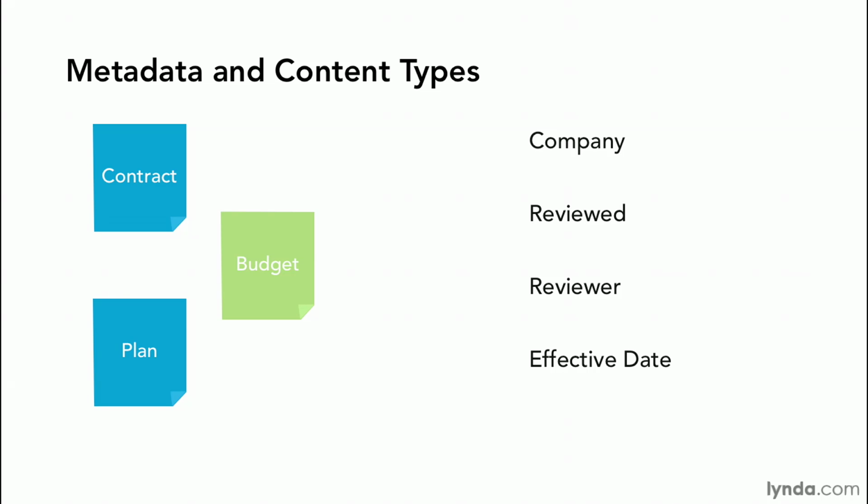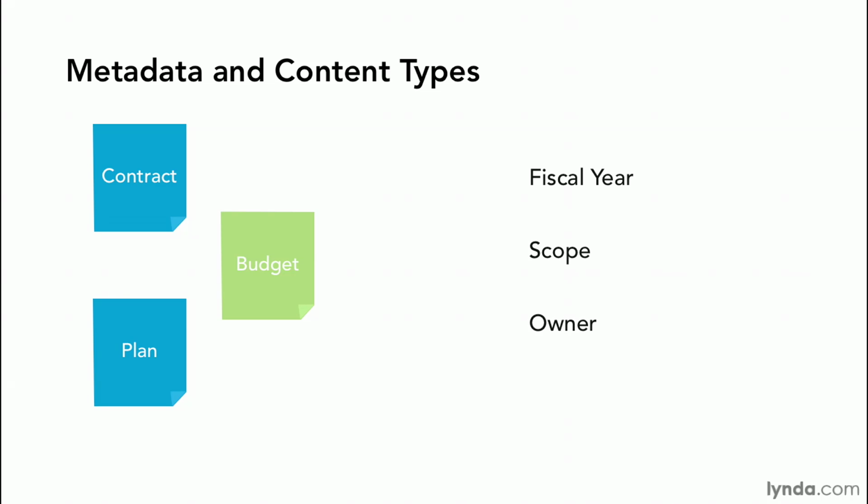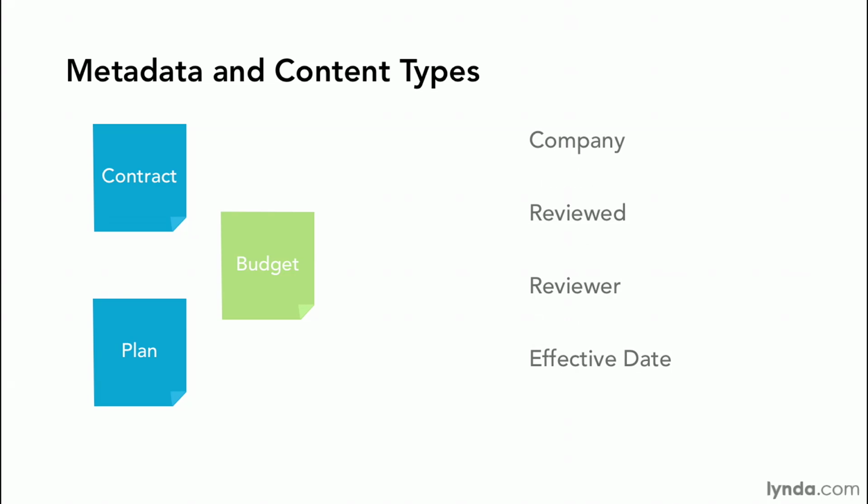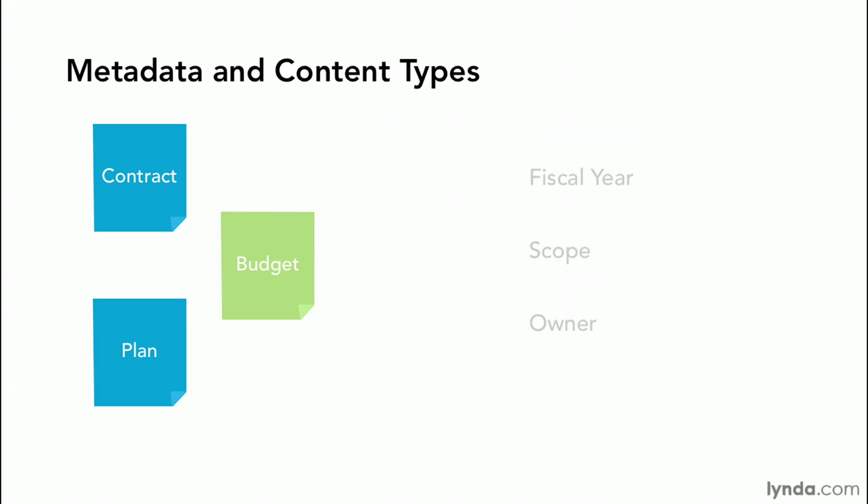I want very different metadata for a budget. For a budget, I want to know the fiscal year. I want to know the scope of a budget. Is it enterprise-wide? Is it for a division? Is it for a particular store? And I want to know who owns this budget. One way to address this is to say, okay, here's what we're going to do. We're going to create a document library for contracts, and we're going to create another document library for budgets. And we'll assign those appropriate metadata columns to those particular libraries.